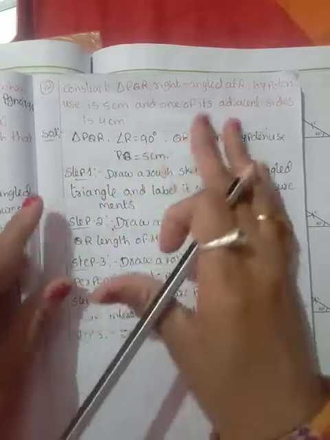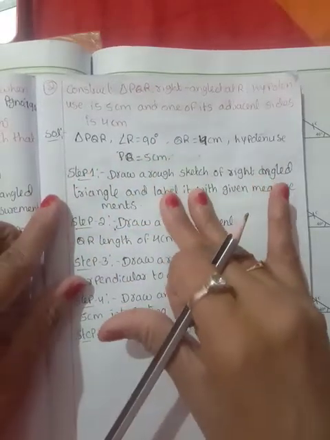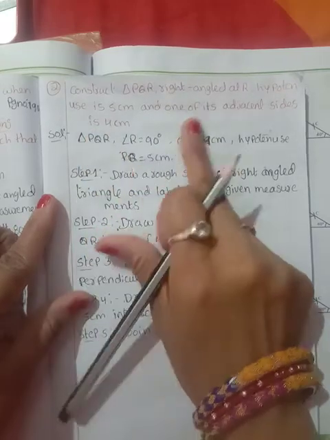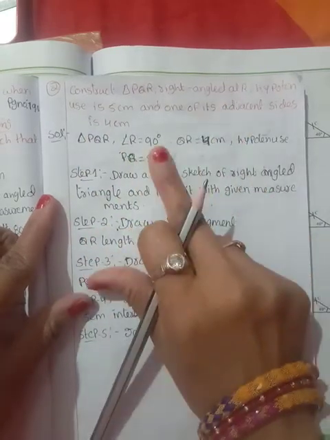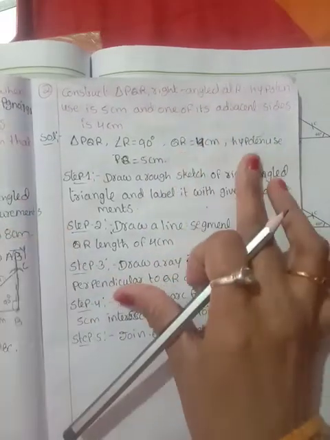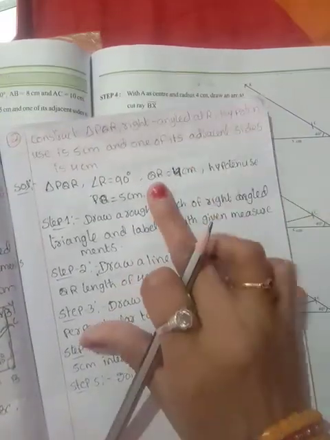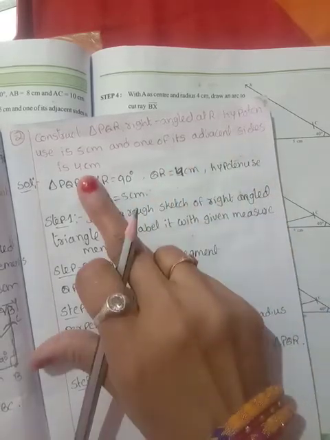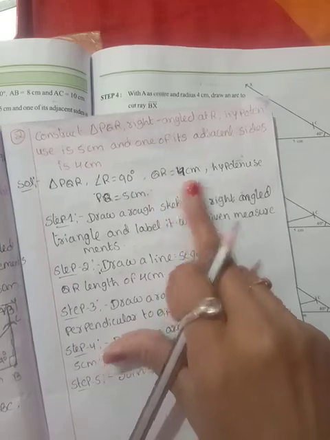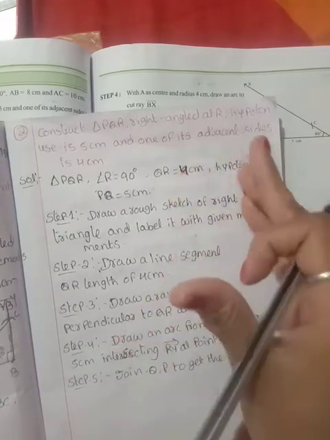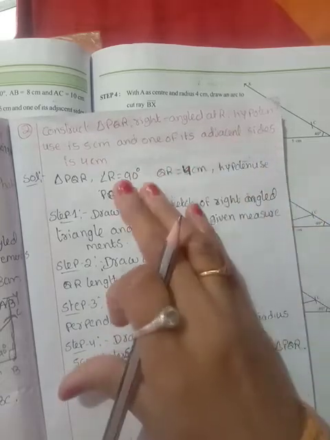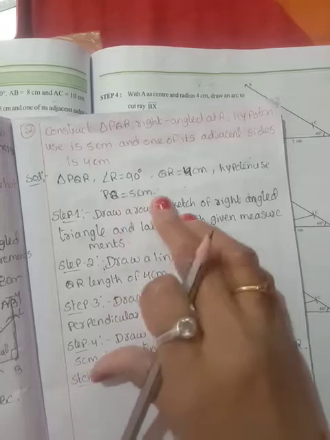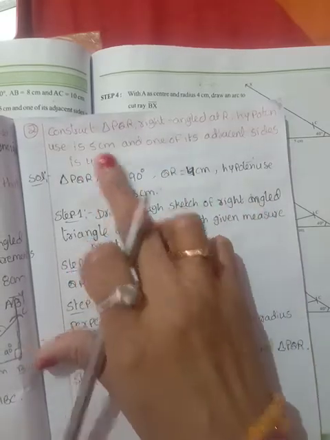First of all, write down the given data in the given problem. What is the given data? Triangle PQR is given, and the angle at R is 90 degrees only. One adjacent side, QR, is 4 centimeters, already given in the problem. And the hypotenuse is the side opposite the right angle, so PQ is 5 centimeters. The hypotenuse is 5 centimeters only.